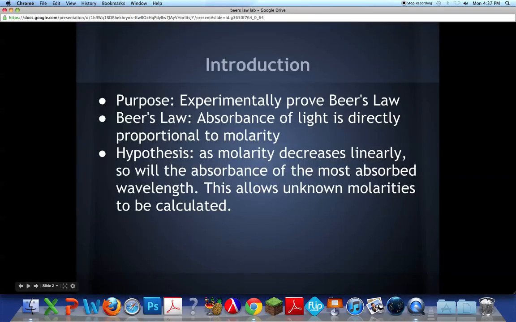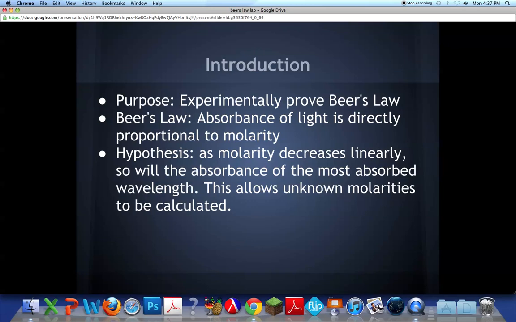Introduction. The purpose of this experiment was to prove Beer's law. Beer's law states that the absorbance of light when shone through a solution is directly proportional to molarity. Basically, as molarity increases, absorbance increases the same amount proportionally.